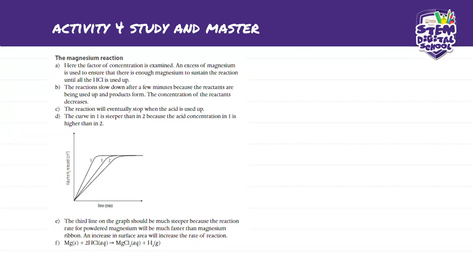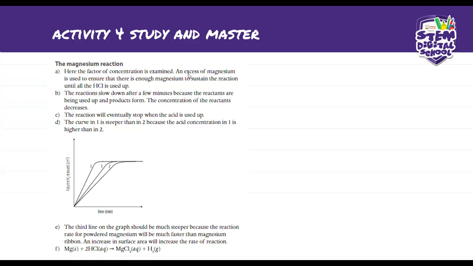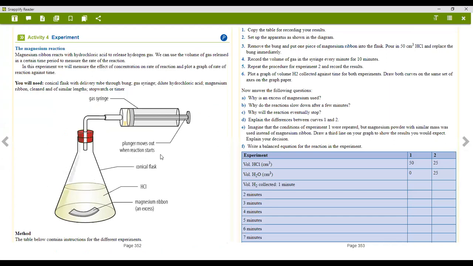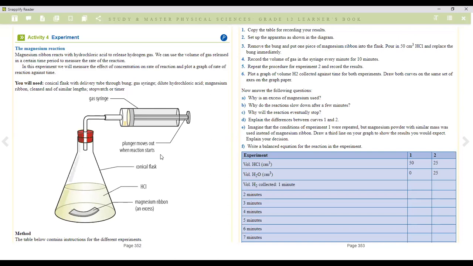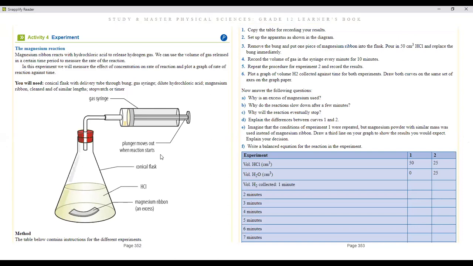I see that the third graph was the one for powdered magnesium. Here they only explained to us that we have two experiments, but we didn't really get into detail with the one with the powdered experiment. Because here, as you can see, the volume of HCl, the volume of H2O. So what it says here is that curve one, which is the one of the hydrochloric acid, will be much steeper because the acid reacts much faster with the magnesium than normal H2O. So that's what it means.